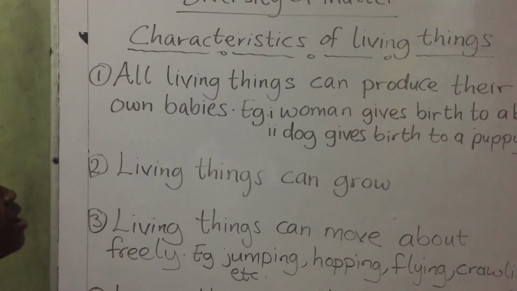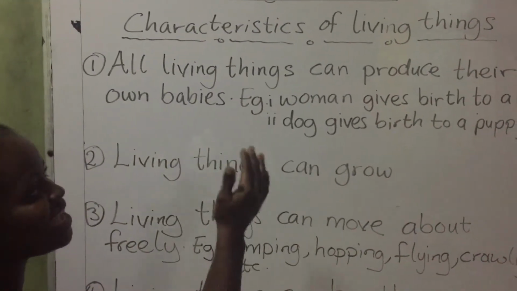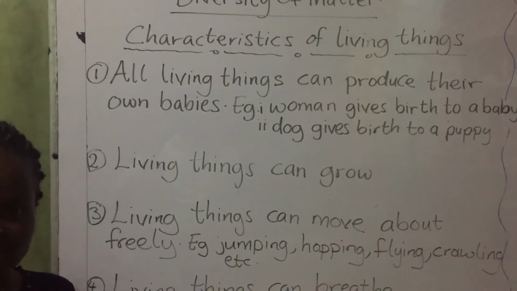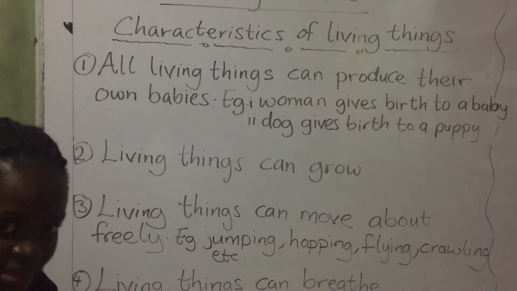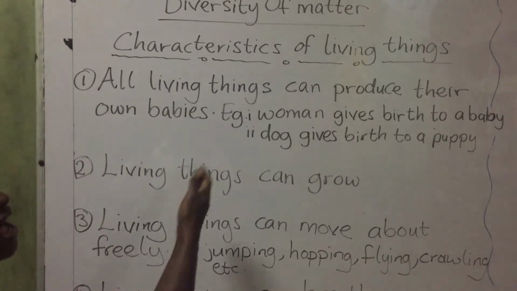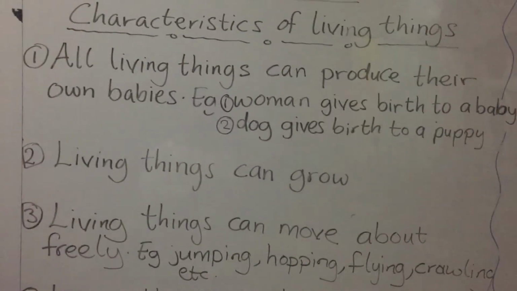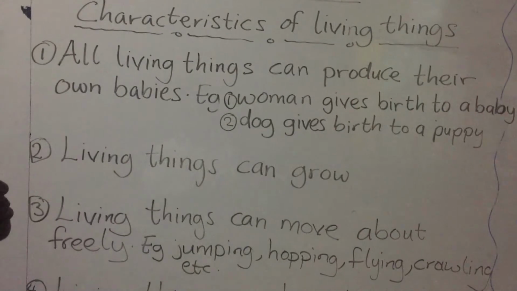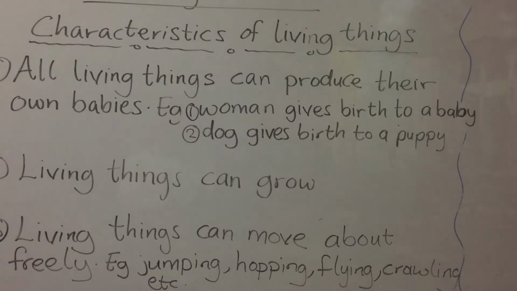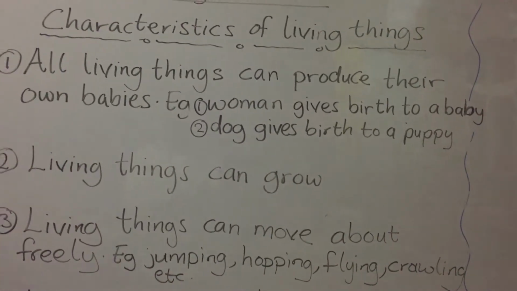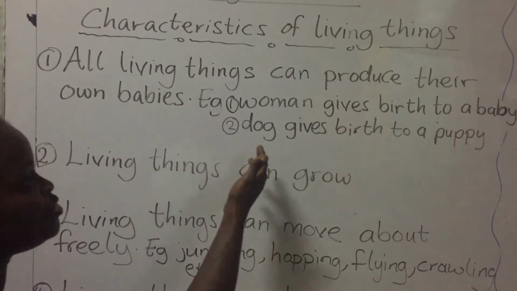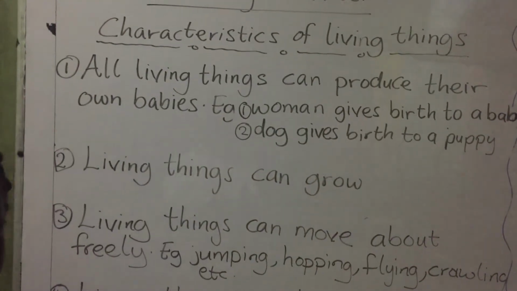Number 1. All living things can produce their own babies, which means they can give birth to their own kind of children. Here are some examples. Example 1. Woman gives birth to a baby, like our mothers and fathers giving birth to you and I. 2. Dog gives birth to a puppy.